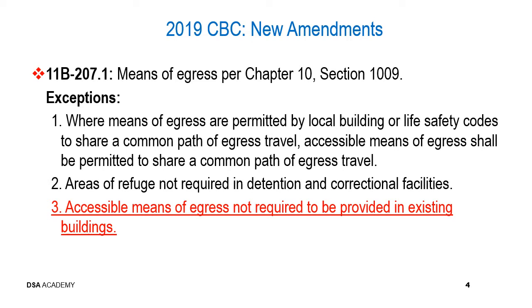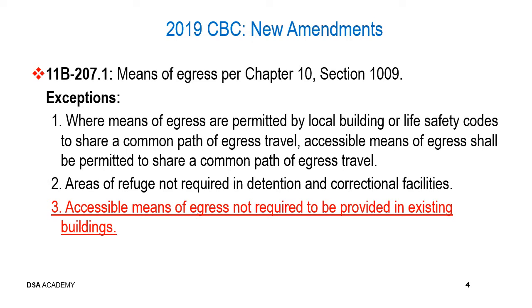Regarding this new amendment here, in relation to the means of egress in 11B-207.1, that needs to comply with Chapter 10, Section 1009. There are some exceptions to that. There's been no changes for items 1 and 2, in which when the means of egress are permitted by the local building or life safety codes to share a common path of egress travel, accessible means of egress shall be permitted to share a common path of egress travel, and 2, areas of refuge shall not be required in detention and correctional facilities. Those exceptions are the same as what has been provided before, but this third one is new.